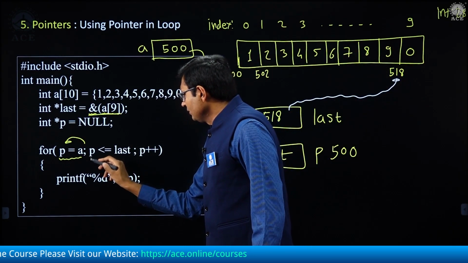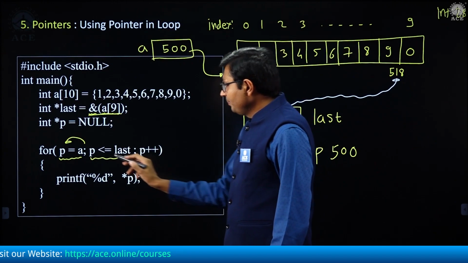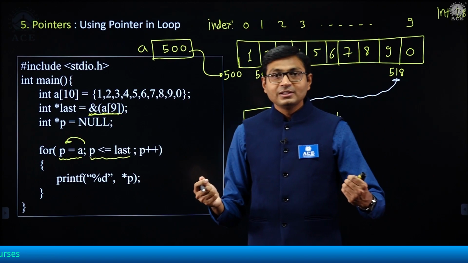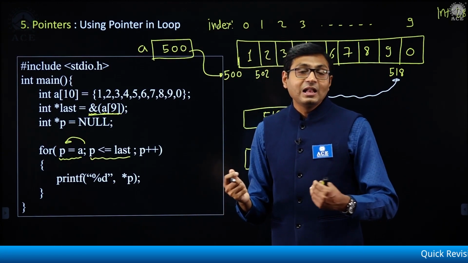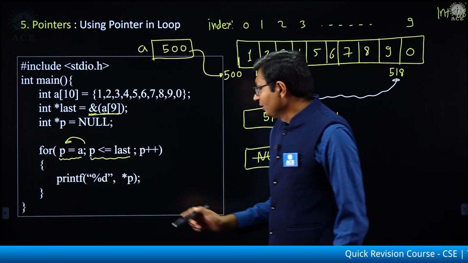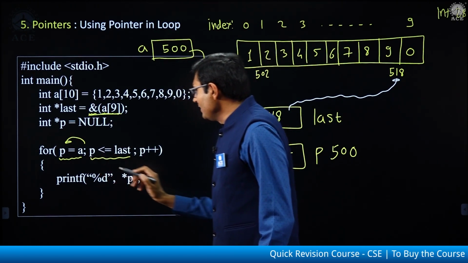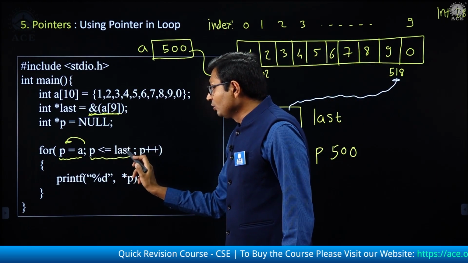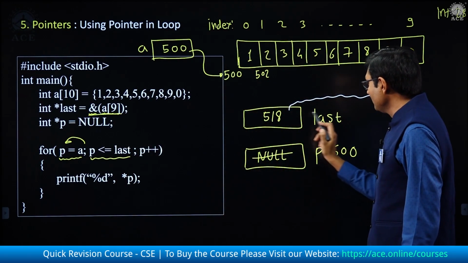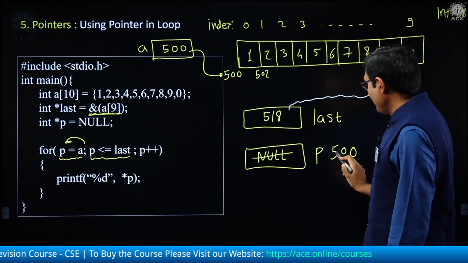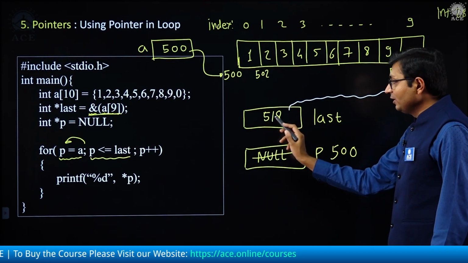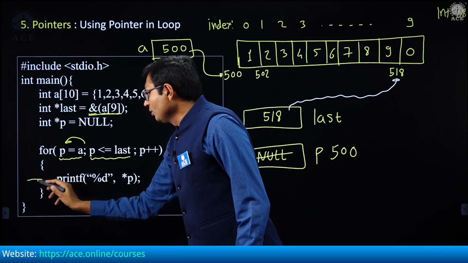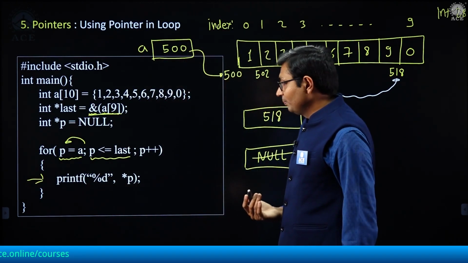Now, the next statement in the for loop is the comparison. P less than or equal to last. So, this is the comparison of two pointers, and the comparison of two pointers is allowed operation. It is a legal operation. So, what is the value of P? 500. 500 less than or equal to last. What is the value of last? 518. So 500 is less than or equal to 518. The condition is true. That's why the control will come inside the for loop.